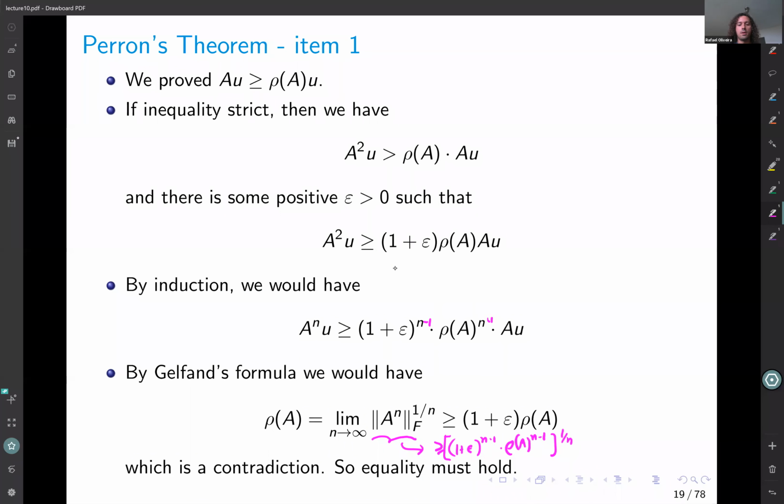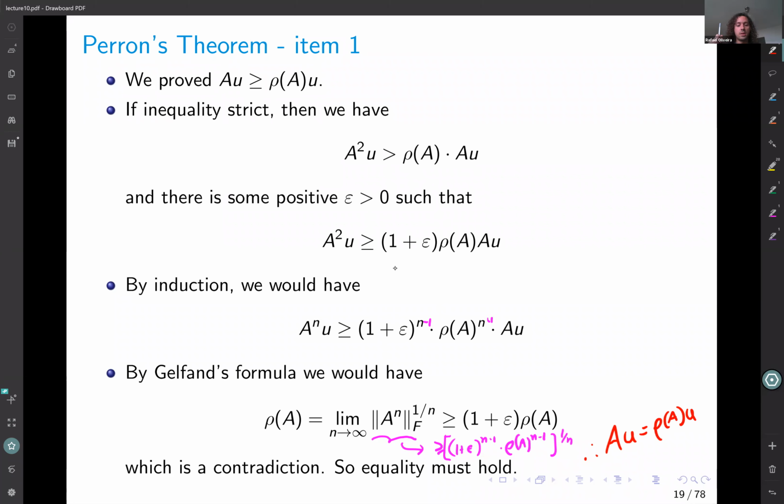Okay, so then this is a contradiction, right? Because we just proved now that rho of A is bigger than 1 plus epsilon times itself, and this cannot happen, because rho of A is positive. So in particular, what does it mean? Well, if we reach a contradiction, it means that the assumption we made was wrong. So the inequality cannot be strict. So this proves that A times U is equal to rho of A times U.